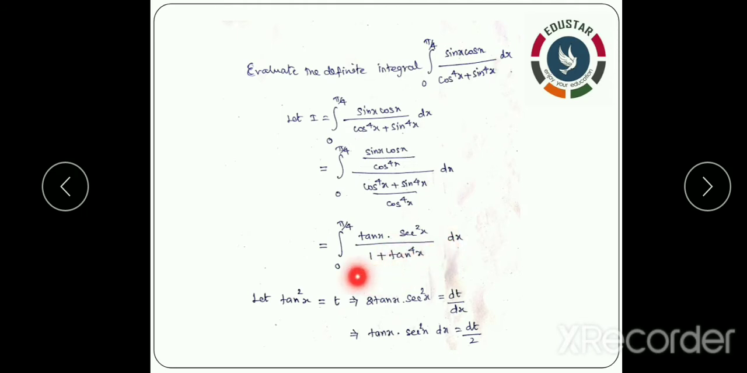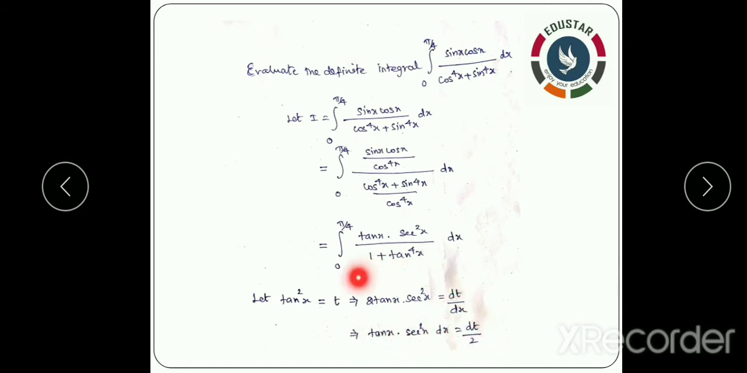Now, we can go for the substitution method, then we can integrate. Then tan²x we can assume as t. Differentiating this function, the differentiation of tan²x is 2 tan x sec²x, equal to the differentiation of t, we can write dt by dx. Then 2 we can transpose to the other side, dx we can transpose this side. Then we get tan x sec²x dx equal to dt by 2.